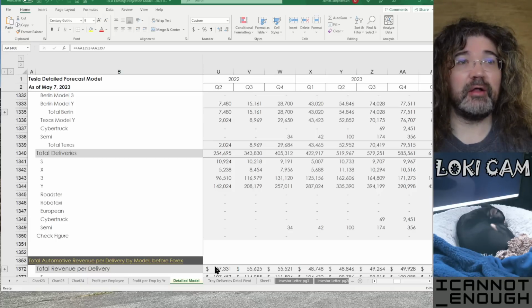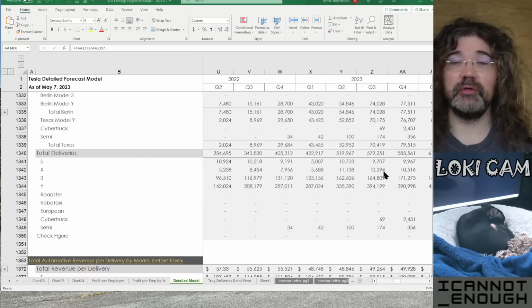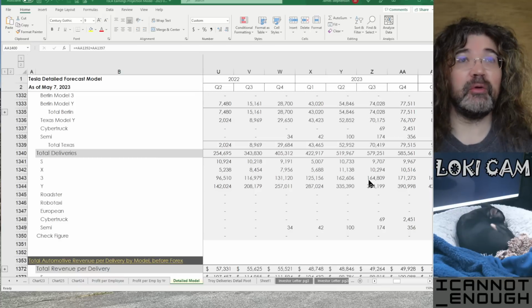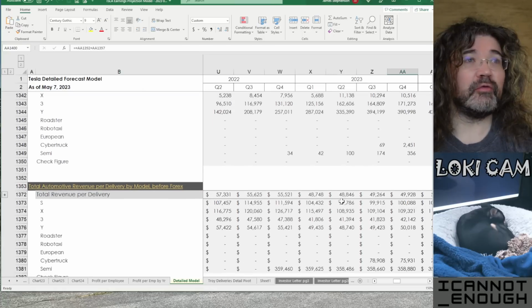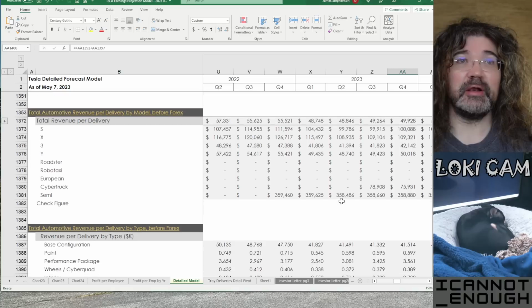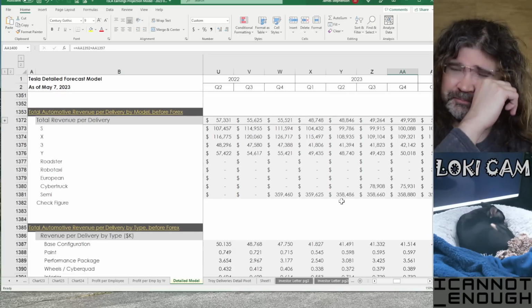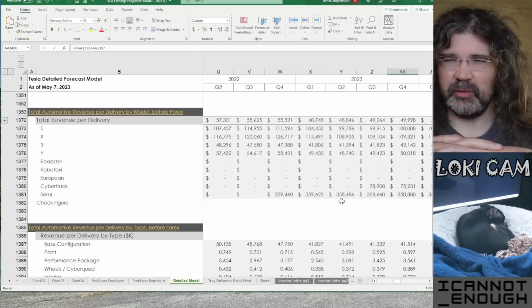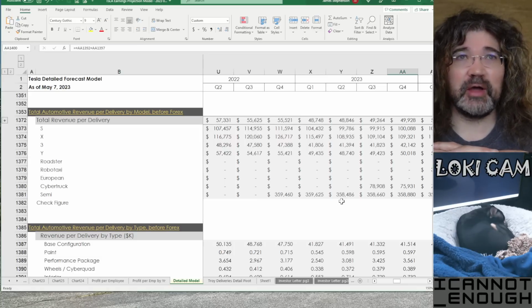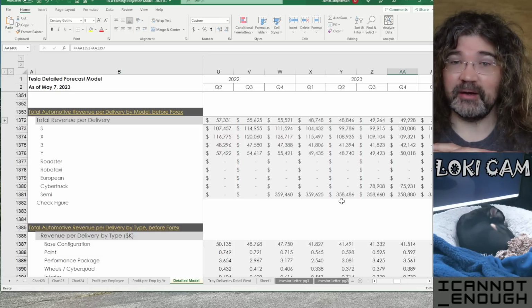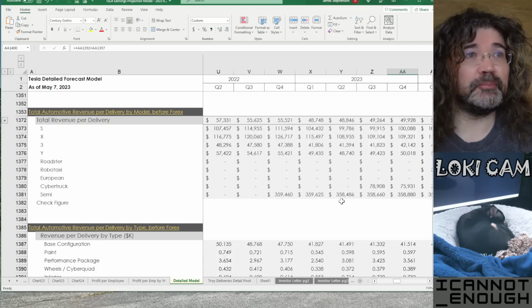while I continue the tour of my detailed forecast model tab from my Tesla earnings forecast Excel spreadsheet. So we'll keep going and I'll show you what I have in this model next after the delivery section we talked about in part 19. We talked production, deliveries, and some other stuff. We just finished covering the deliveries by model, so if you missed that episode, go check it out.